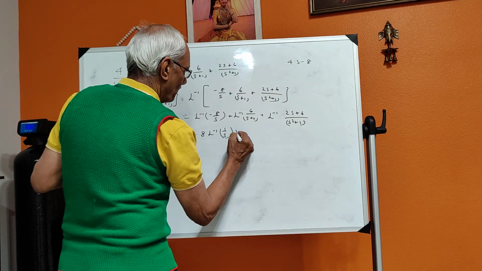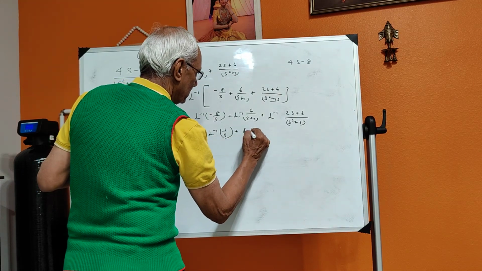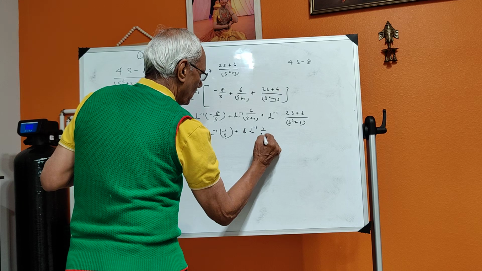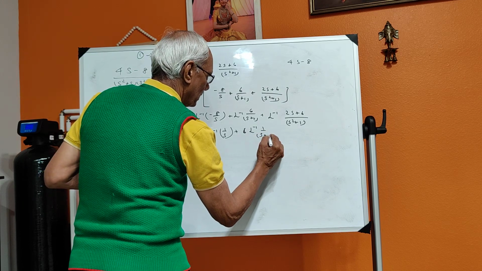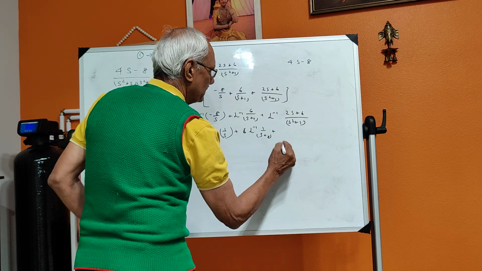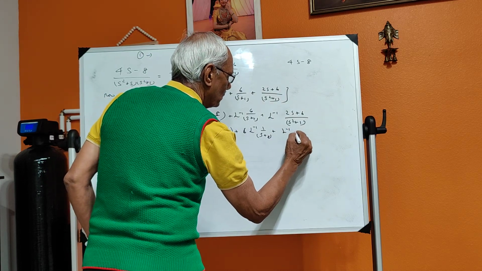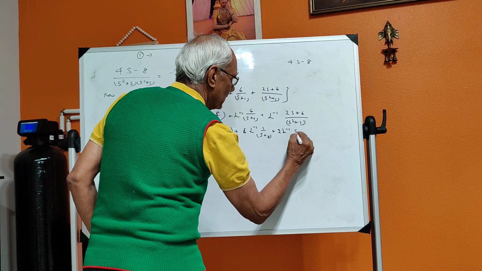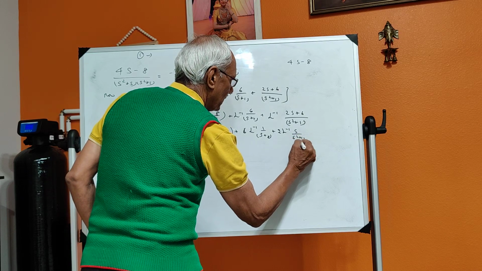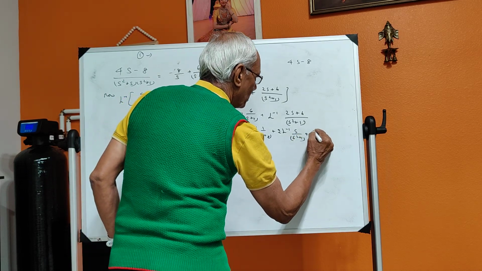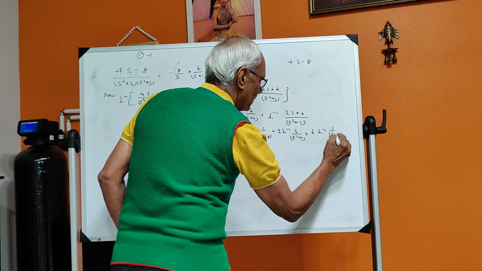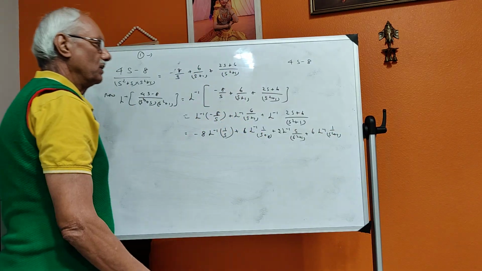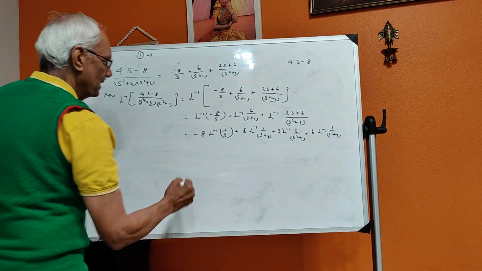And this is plus 6 into L inverse of 1 by s plus 1. It can be written as 2 into s by s square plus 1 plus 6 into L inverse of 1 by s square plus 1. So this is what we have. Now this is nothing but what?